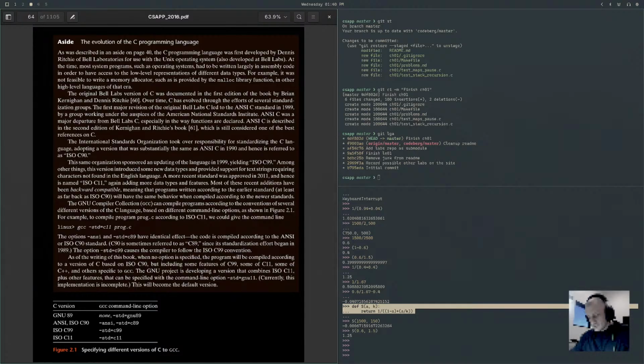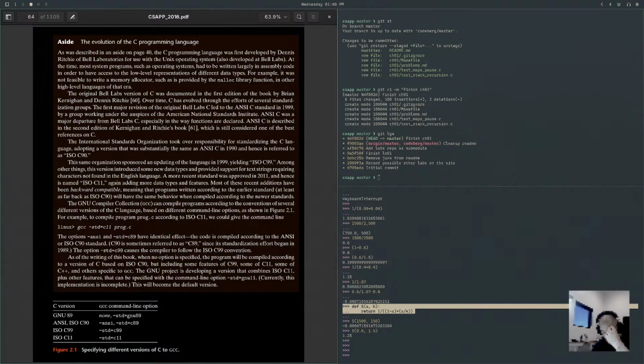The options ANSI and standard C89 have identical effect. The code is compiled according to the ANSI or ISO C90. So I've always heard it referred to as C89, but I guess it's also called C90. C90 is sometimes referred to as C89 since the standardization effort began in 89.